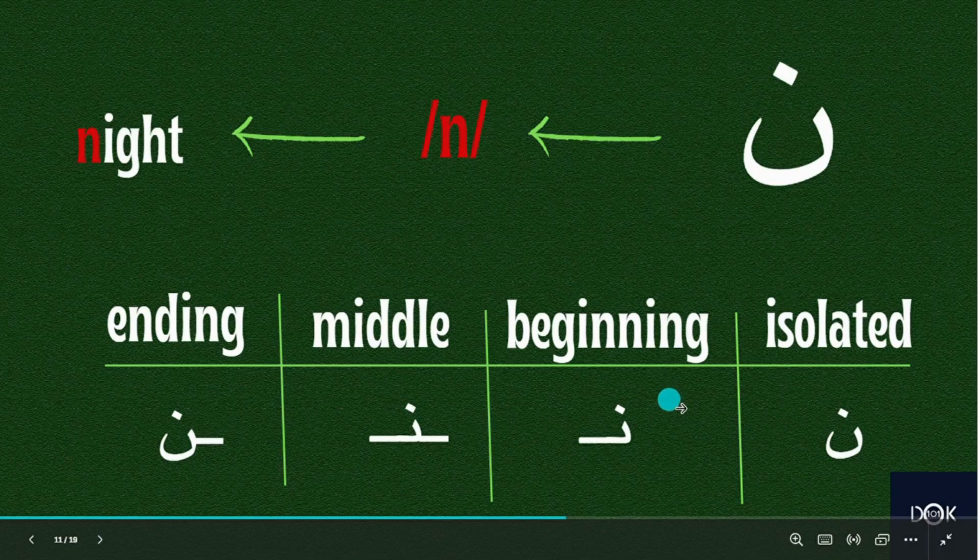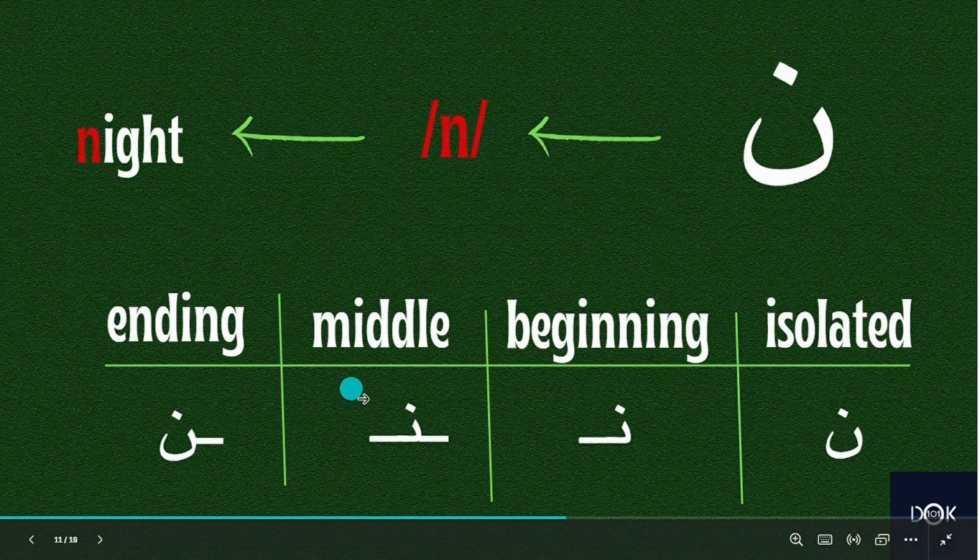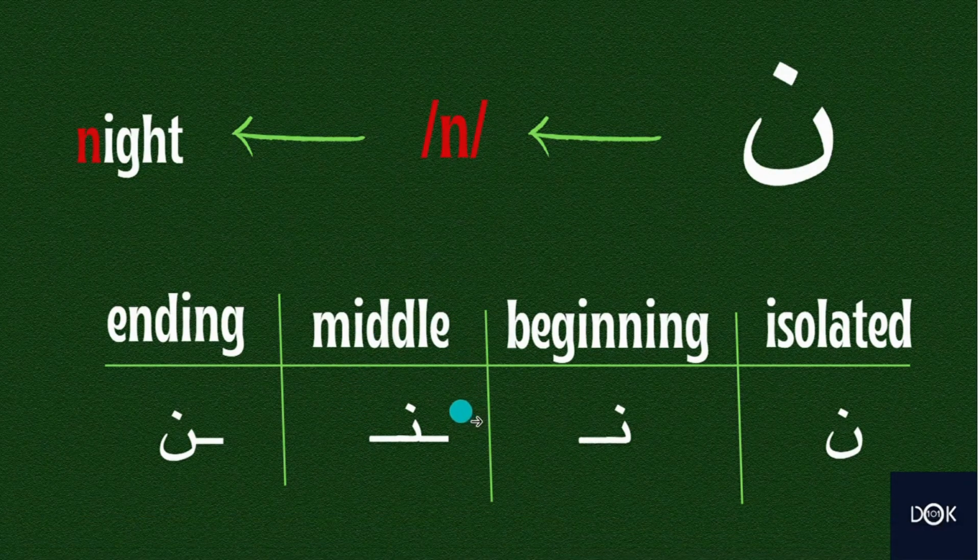When it is written at the beginning of the word, it is always joined to the letter after it. And for the middle part, it is joined on both sides, that is to the letter before it as well as the letter after it. And at the end, it can be joined to the letter before it or in an isolated form. Let's have a look at the examples.